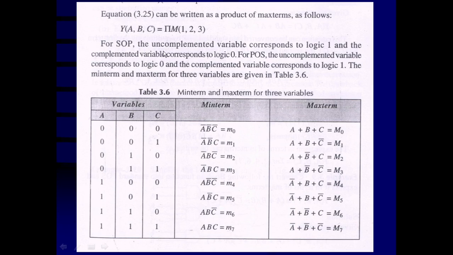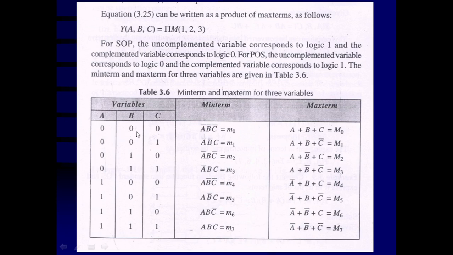For the sum of products, the uncomplemented variables correspond to the logic 1, and complemented variables correspond to the logic 0. For POS, the uncomplemented variables correspond to the logic 0 and complemented variables correspond to the logic 1. The min term and max term for three variables are given in table 3.6. So this is for the three variable table ABC.